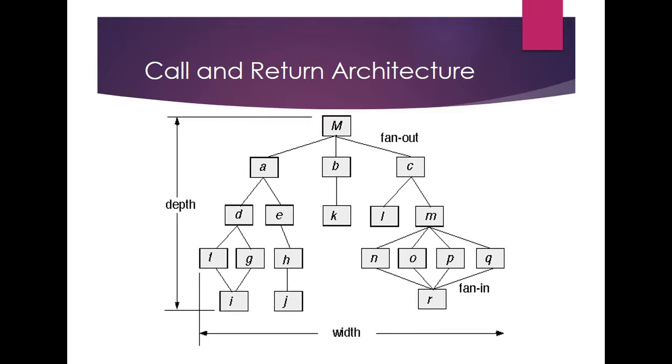Next one is call and return architecture. Here the modules can make use of subroutine calls. The main program can call the subprograms, and the subprograms in turn call other subprograms. After executing the subprograms, subroutines or functions, the processed intermediate results can be written back to the calling function. So this is the call and return architecture.